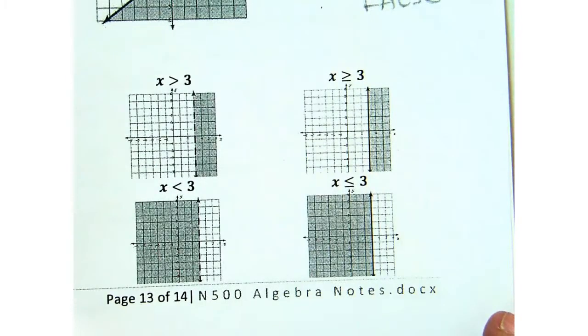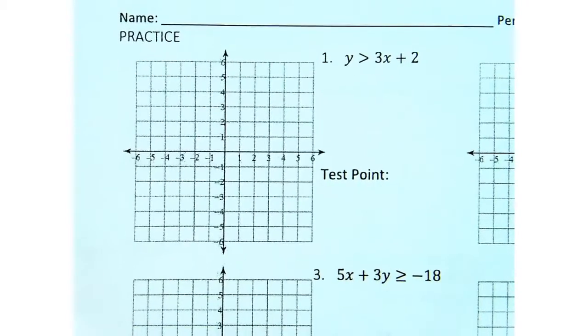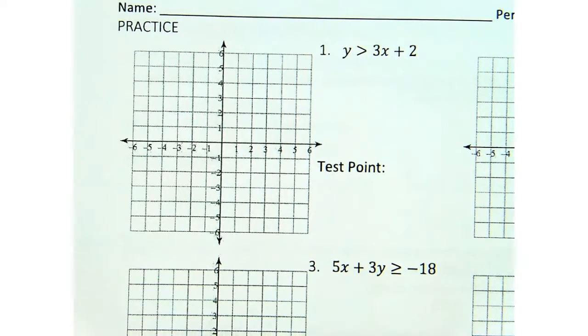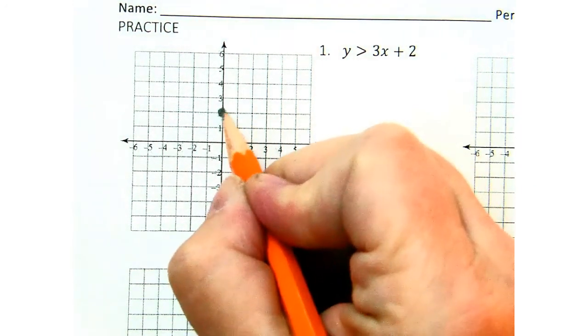Solutions to horizontal or vertical line inequalities may look like these. In either case, the shaded area represents the points that make the inequality true. Let's start with some examples. In example 1, y is greater than 3x plus 2, we already have slope-intercept form. To graph this line, begin with the y-intercept of 2.